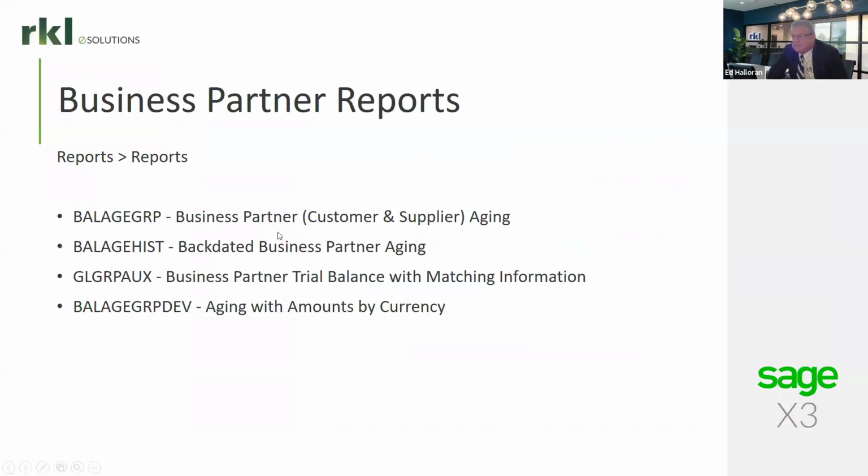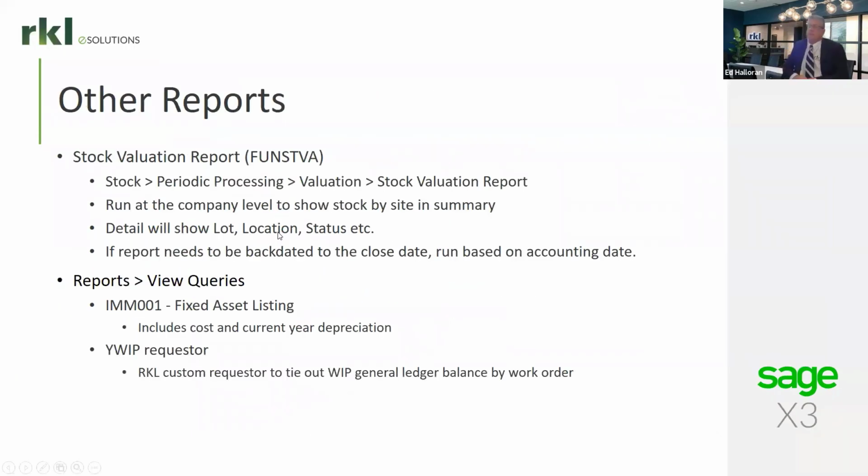Okay, all right. So you have the stock valuation report too at month end. That's in the stock periodic processing valuation, stock valuation report. That's not under where all the other reports are. That's in its own place. You can run it at the company level, and it will show you stock by site in summary. If you opt to include the detail, it will also show you lot, location, status, et cetera, all the other pieces of data that go with a stock record.